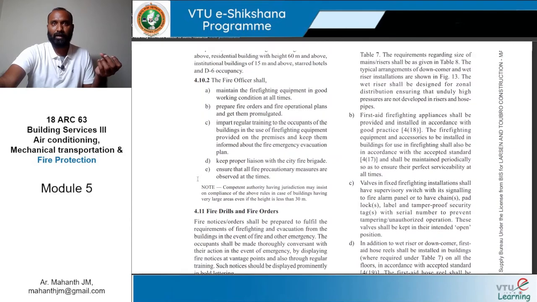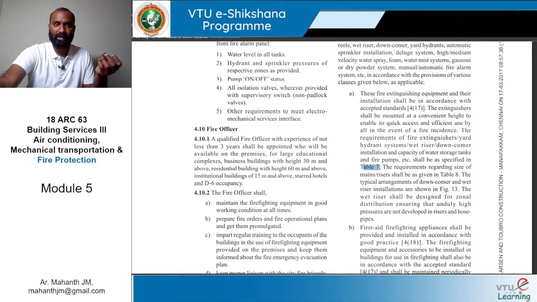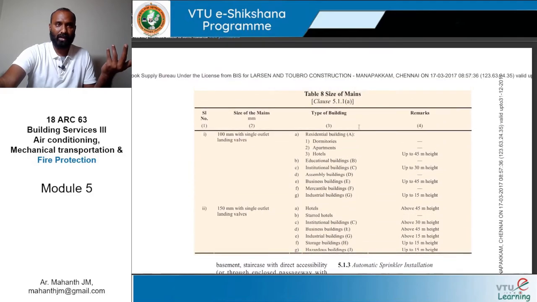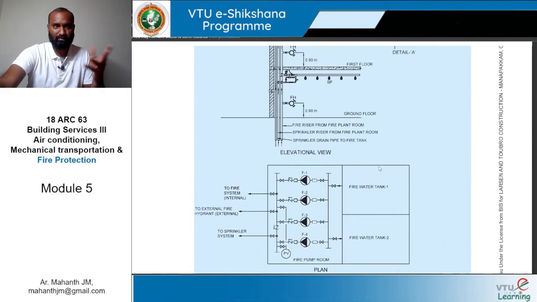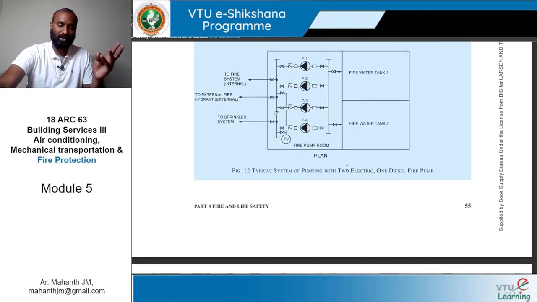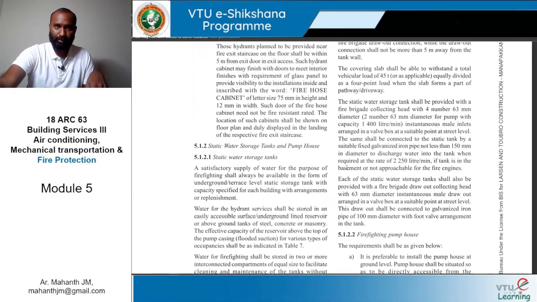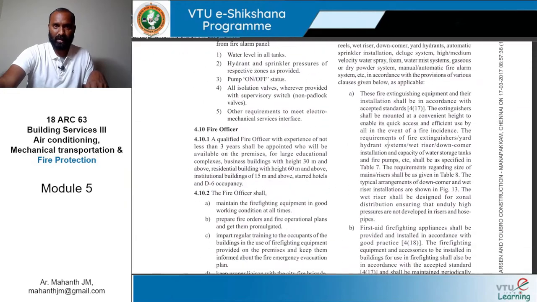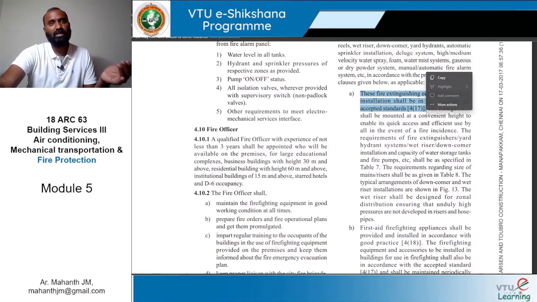Now we have to go back to this particular space where I told you we refer table 8. So if they ask you to refer table 8, you know where it is. Okay, so table 8 is here, right? So this becomes easy. Within the code, we can always refer to figures and tables, right? But I also told you about this, right? 417. Pay attention. These fire extinguishing equipment and their installation shall be in accordance with accepted standards 417. What do you mean by 417 here?